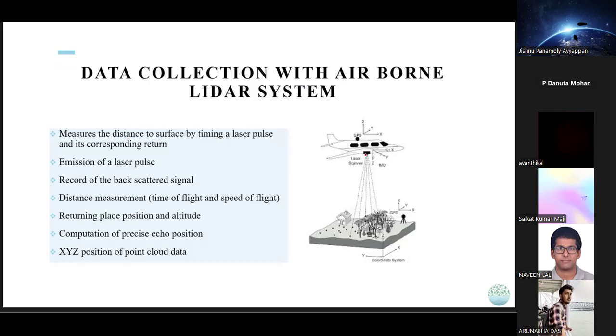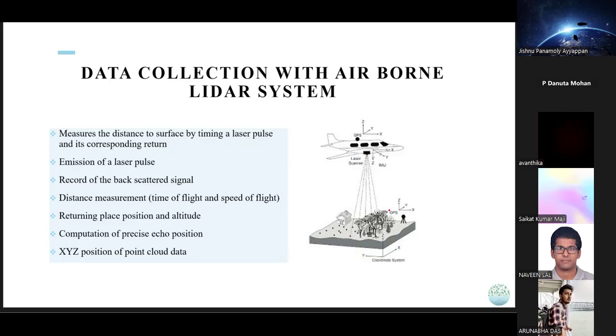Next comes data collection with airborne LiDAR sensors. If this is our aircraft, the sensor will transmit the laser scanning signals to the target area, it reflects back, and then it is sensed by the receiving sensor. So it measures the distance to the surface by timing a laser pulse and its corresponding return. We send a laser beam to the target and measure the time it takes to reach back to the sensor. First is the emission of a laser pulse; we use laser pulses, continuous laser beams, to map a target. Then we record the backscatter signal.